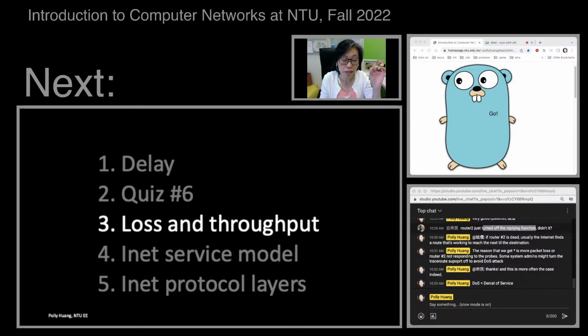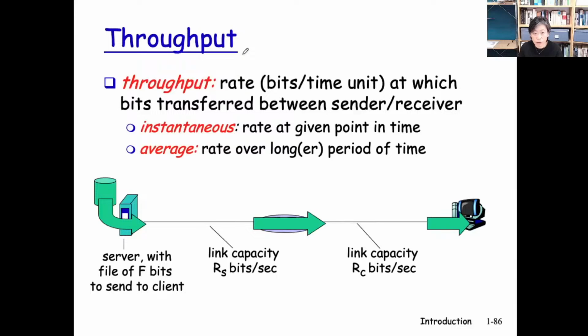Throughput is slightly more complicated. Throughput is the third metric, and it measures the rate of transmitting data all the way from the sender to the receiver, from one end to the other, the speed of data going through the entire channel, the entire pipeline. There are two ways of quantifying throughput: instantaneous throughput and average throughput. The units are both bits per second.